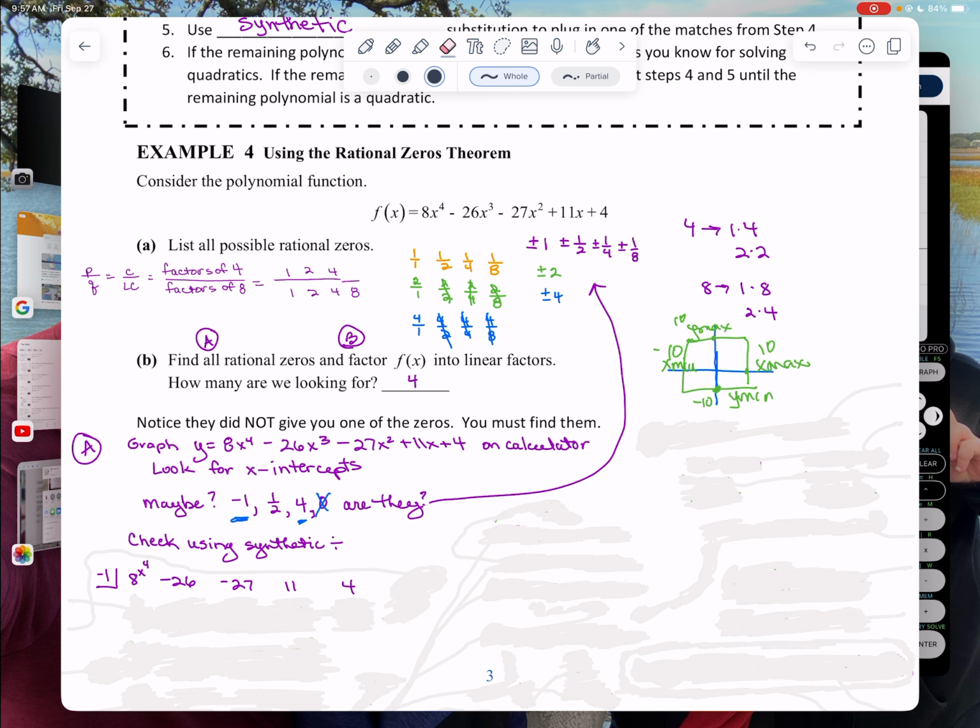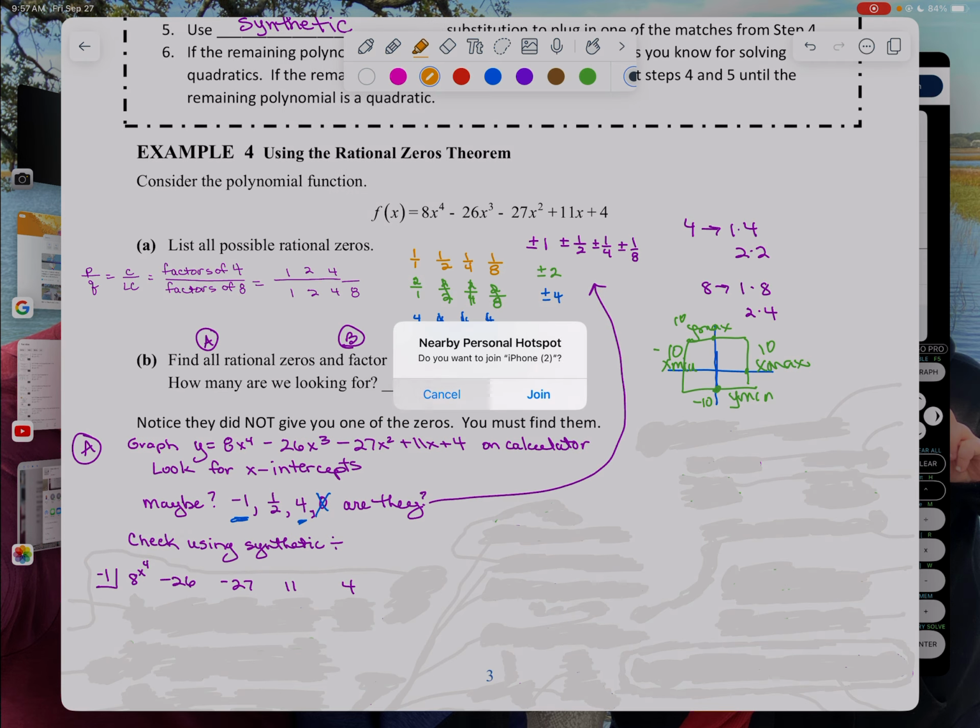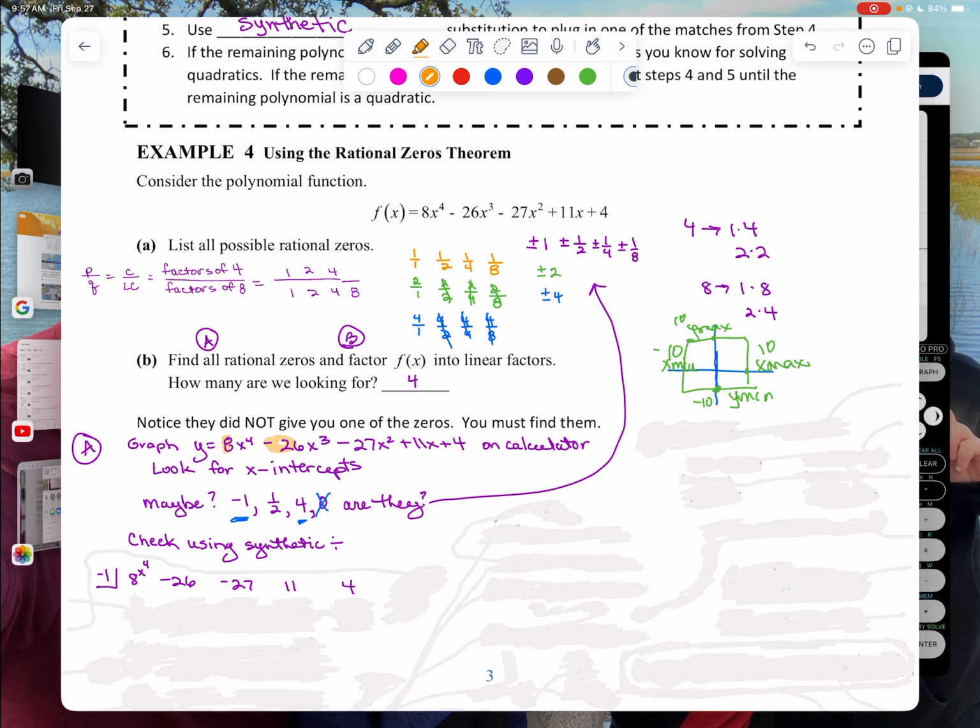I'm going to put the coefficients of these guys right here, right? So I'm going to have an 8, -26, all those coefficients. I'm going to stick those right here. And I'm going to use synthetic division. So I'm going to pull down my 8. And then remember how we did that? We multiplied. And then put that number here. And then we're going to add. And then you continue to do that. Multiply and add. Multiply and add.